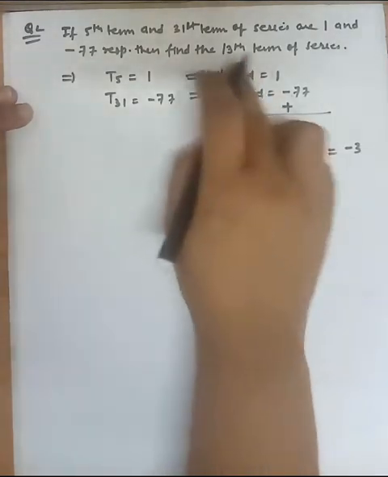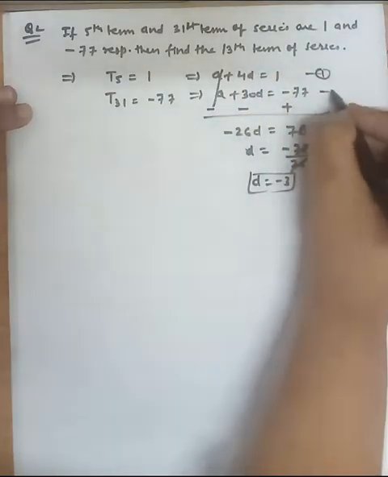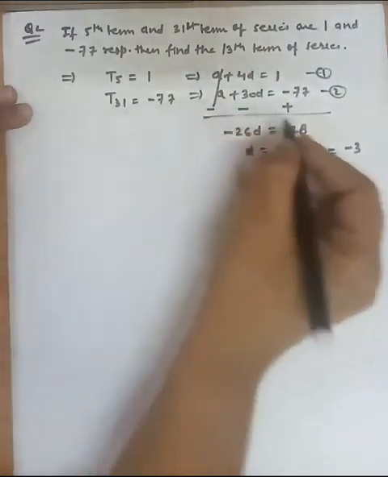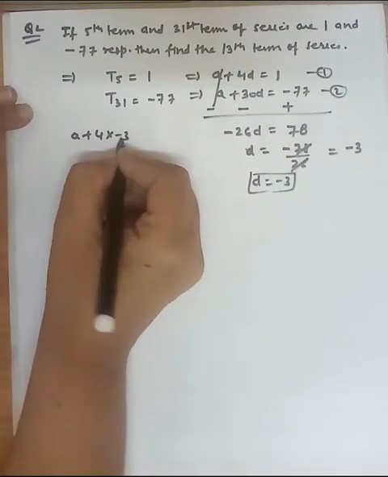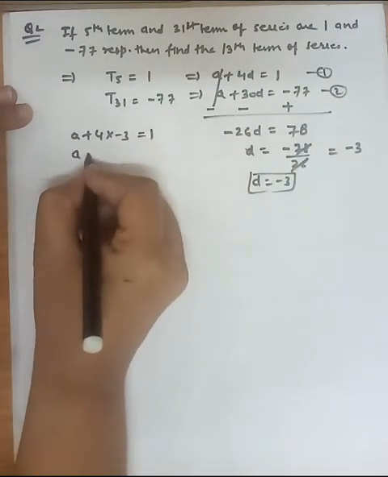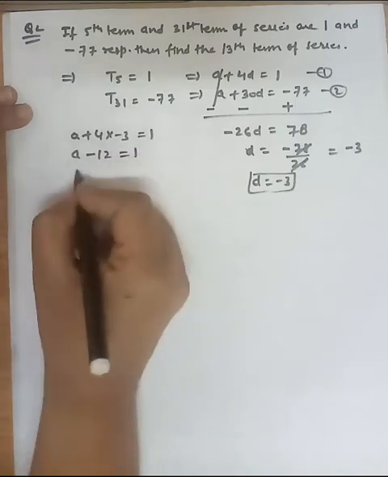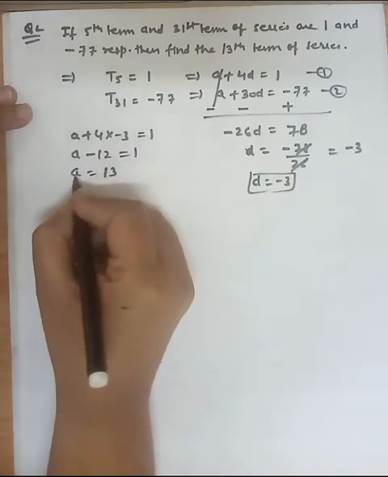Now put this value in an equation. This one is your first equation, this one is the second equation. So I put the value of d in 1. So a plus 4 into minus 3 equal to 1, a minus 12 equal to 1. So a equal to 13.